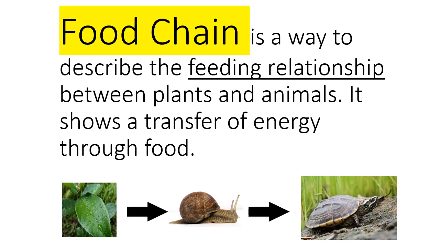So our next unit is food chains. Remember, a food chain is a way to describe the feeding relationship between plants and animals. It shows a transfer of energy through food. So do you remember what the arrows mean in our food chain diagram?